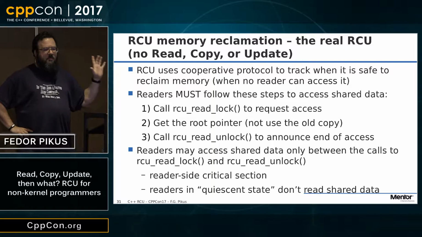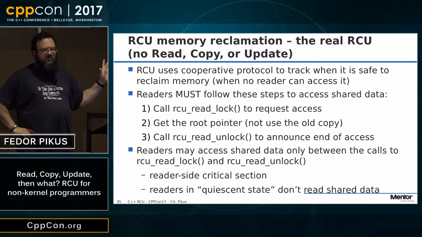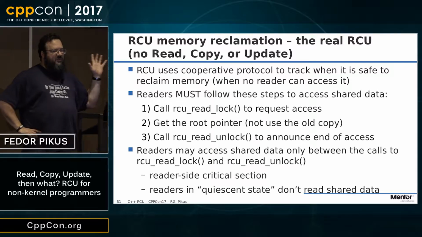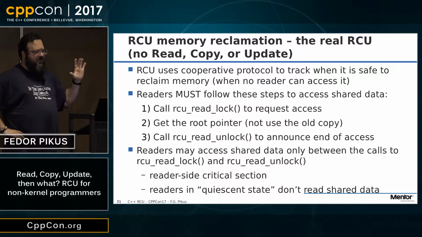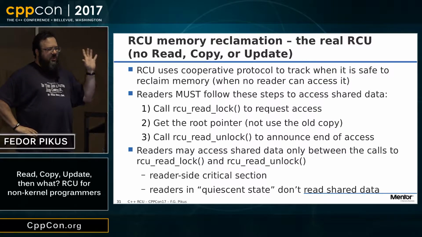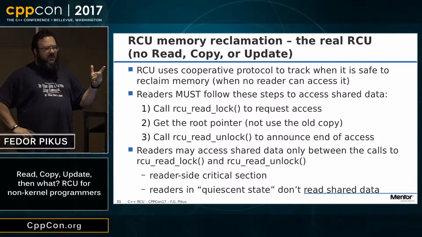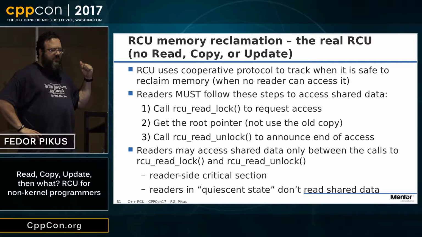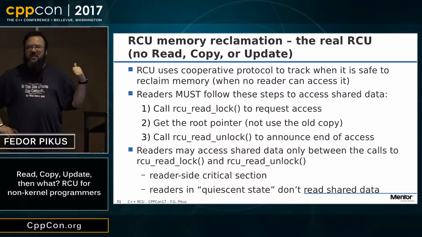The reader must follow these steps. And that's on the reader. There is really no way to enforce it. You have to call RCU read lock, which is some function on your RCU system, to request access to the shared data. Either as a result of calling that function or right after, you can get this root pointer. You have to not use the old copy which you got from the previous call of RCU read lock. That's on you. That's the discipline that you have to commit to.